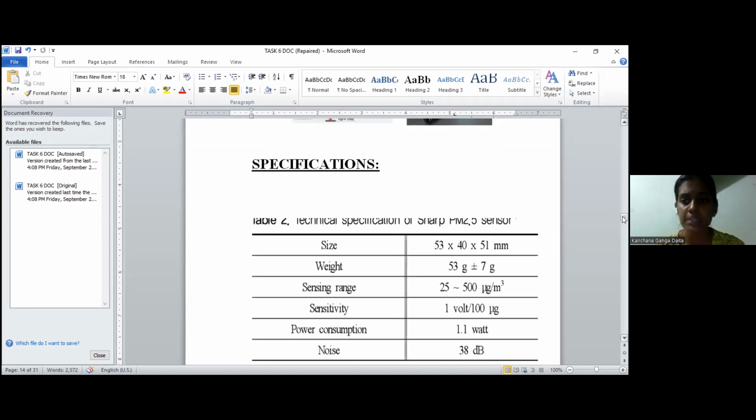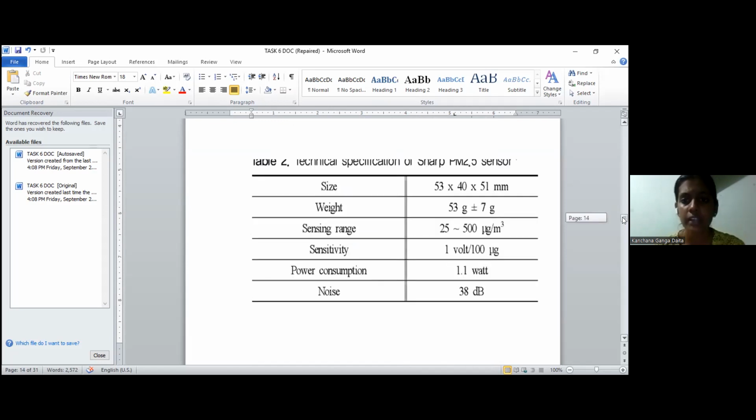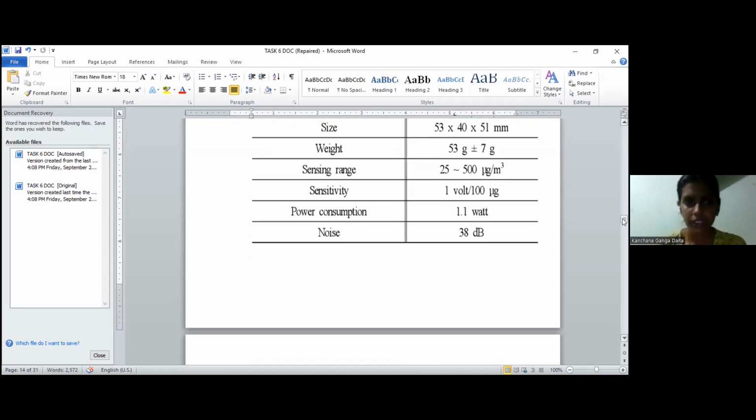And there are also some specifications for this sensor. The size has to be a volume of 53 by 40 by 51 mm, and the weight can be 53 grams, plus or minus 7 grams of variation.